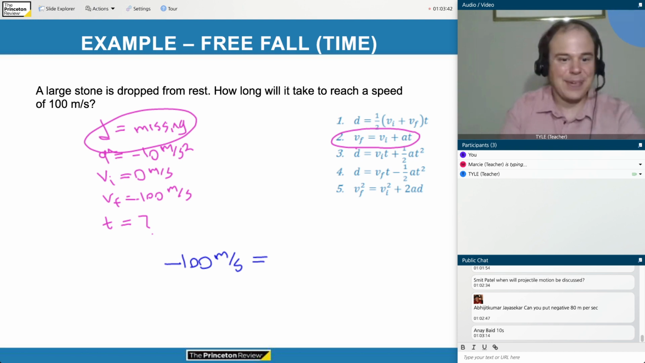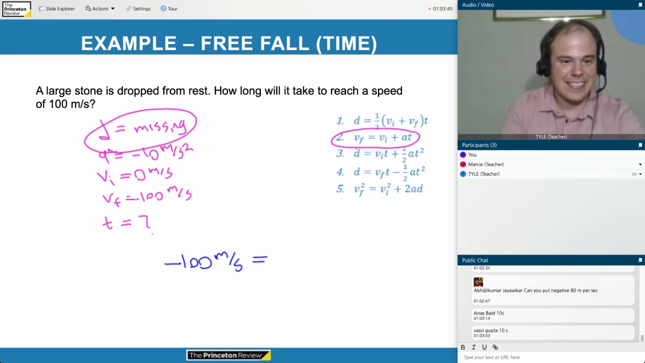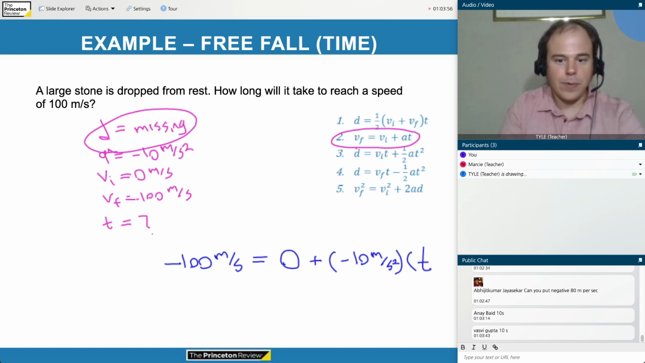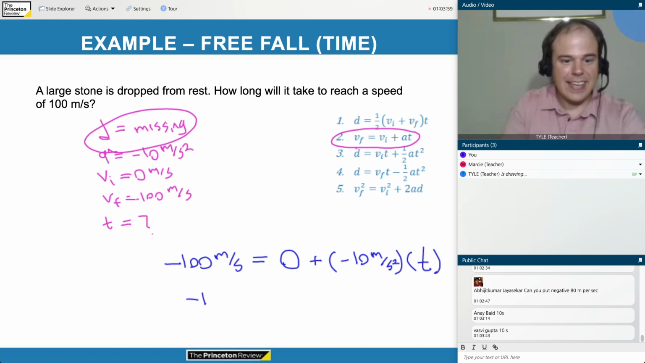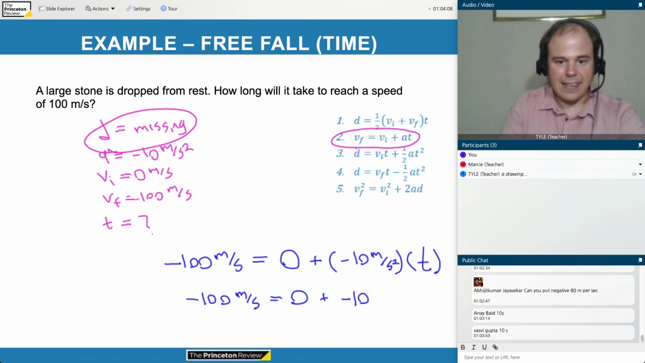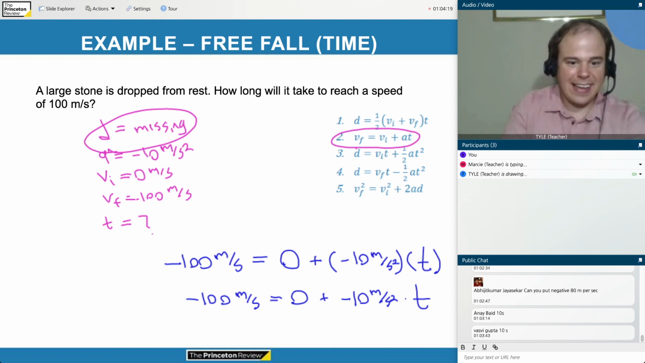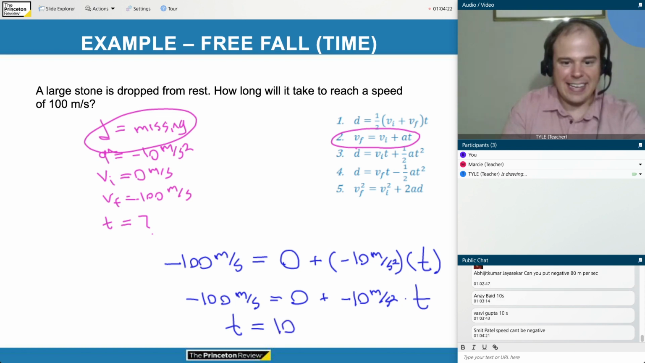Good, and I see some correct answers in the chat. -100 meters per second equals initial velocity was 0 plus the acceleration, which is -10 meters per second squared, times the time that we're being asked for. So -100 meters per second equals 0 plus -10 meters per second squared times the time. Okay, now dividing both sides by -10, I get that t equals 10 seconds.